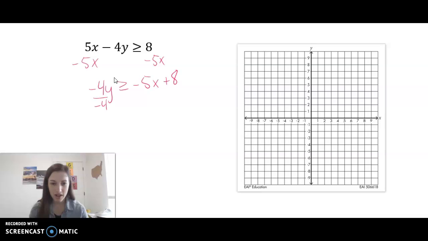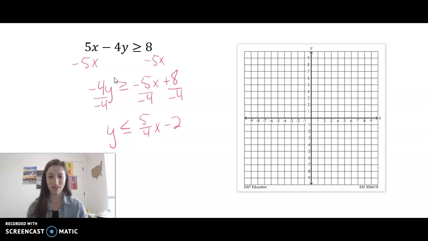And then I'm going to divide every term by negative 4. Make sure you divide every single term. And remember, when we divide by a negative, our inequality sign flips. So now we've got y is less than or equal to 5/4 x, and 8 divided by negative 4 gives me negative 2.